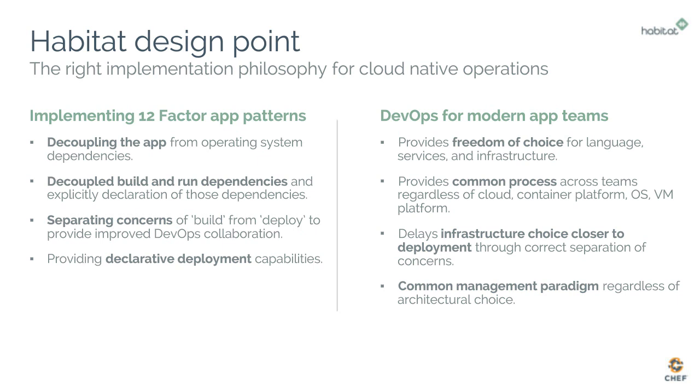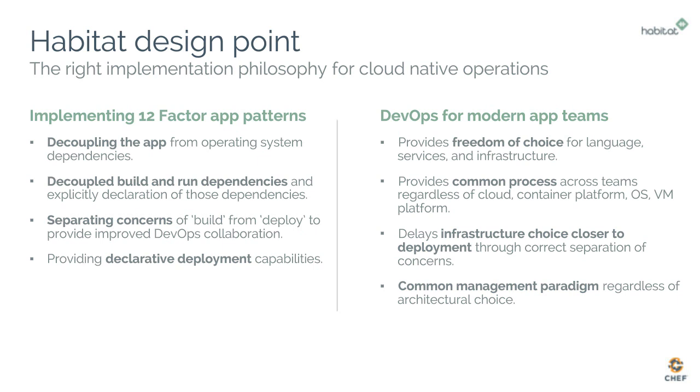So by doing this, what you're doing is delaying your infrastructure choices closer to the deployment through the correct separation of concerns. Today, you may have a hybrid environment where you need to run applications both on-prem, on VMs, on bare metal, in the cloud, on Amazon, on Azure, or on Google. Habitat doesn't care. Habitat says once you're building your application in this way, it is intensely portable to wherever you need to run it when you need to run it.